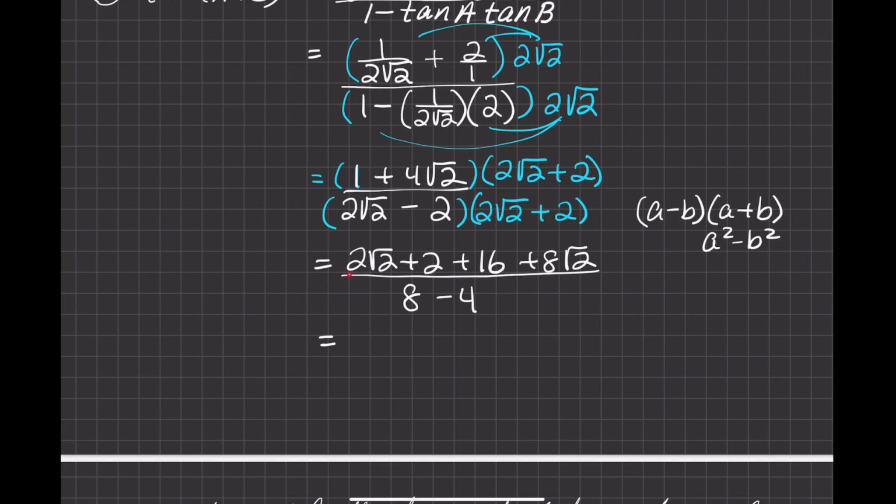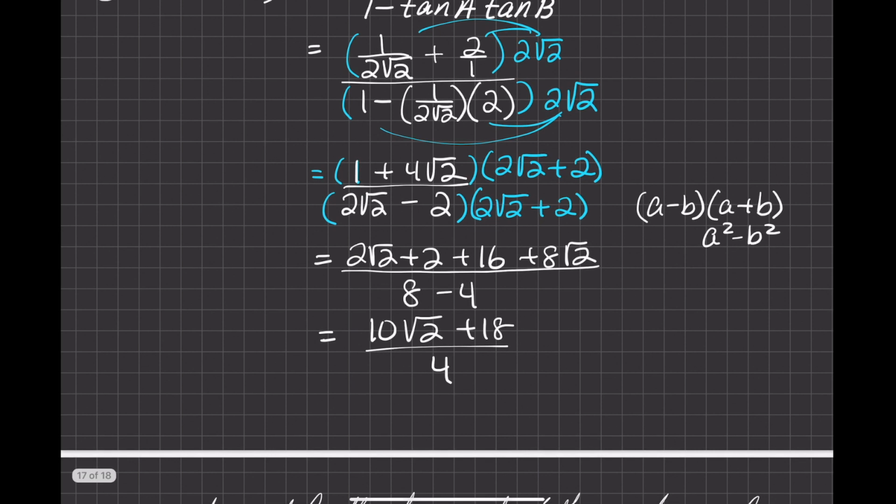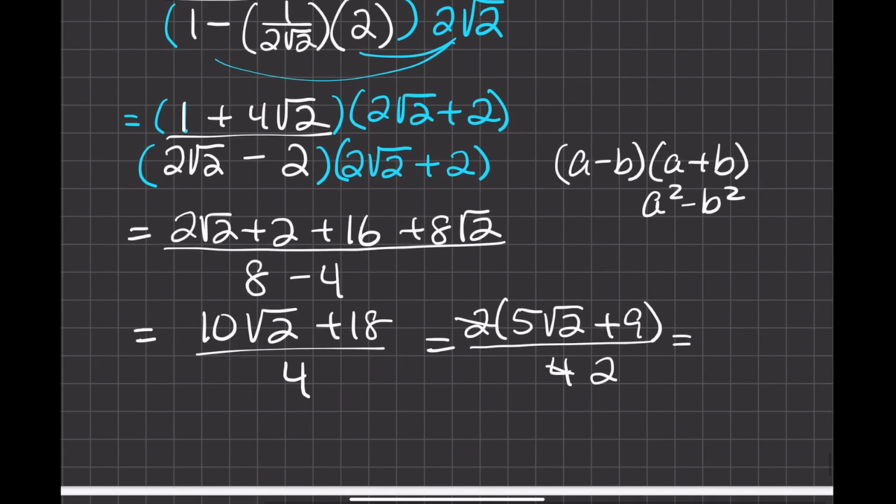And we're looking at the 2 square root of 2 plus 8 square root of 2, giving us 10 square root of 2 plus 18 over 4. Everything we have here in this expression is even, so we can write our final answer after taking out, now let's go ahead and show this, a factor of 2, giving us 2 times 5 square root of 2 plus 9 over 4. The 2 over 4 reduces down to 1/2, and so our final answer is going to be 5 square root of 2 plus 9 over 2.